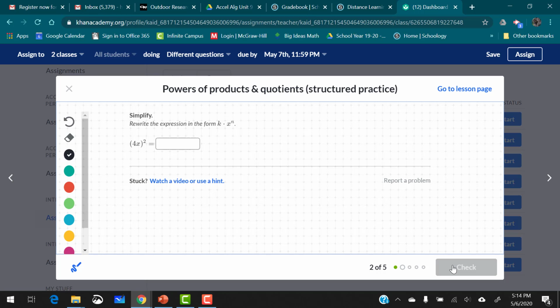So notice that if you don't know how to do any of these, they give you videos and hints. The other thing is that once you've done all of it, sometimes they'll give you a step-by-step.